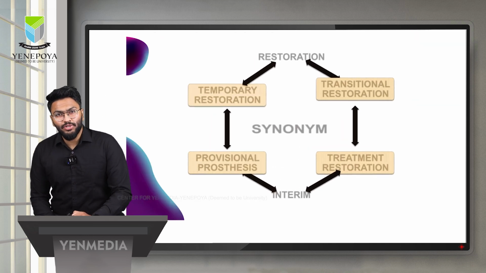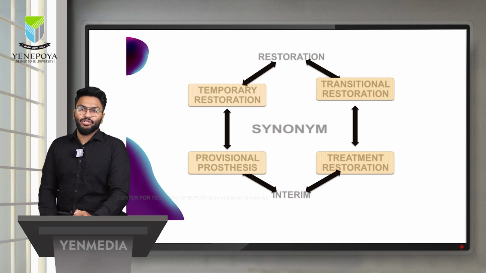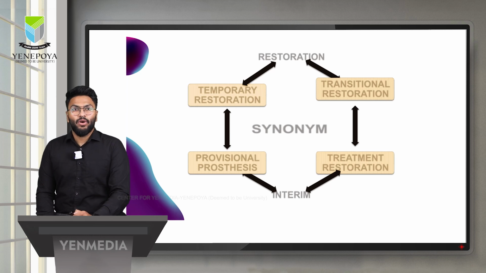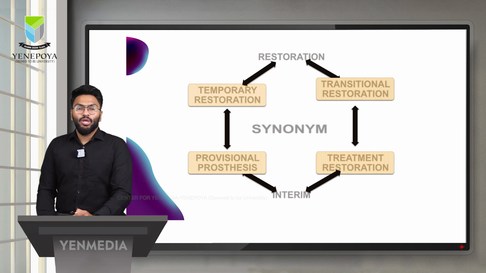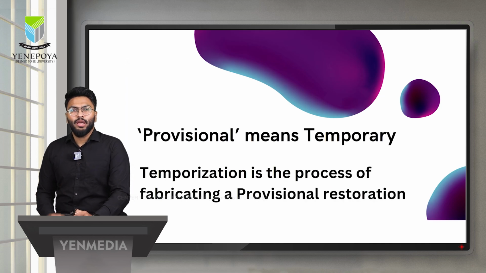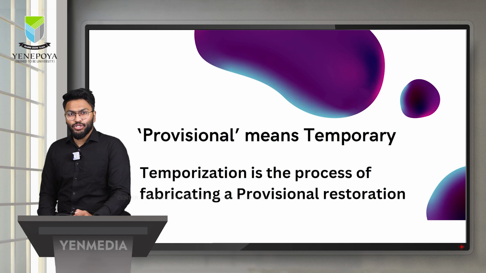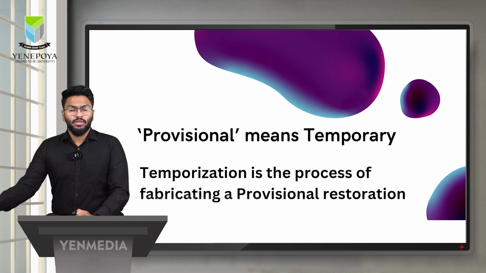To start with, provisional restorations are also called temporary restorations. They're also called transition restorations, treatment restorations, or interim restorations. So these are the different synonyms that we use for the term provisional restoration. Provisional means what? Provisional means temporary. So basically the restoration which we are going to give, the provisional restoration, is only for a temporary basis. Temporization is the process of fabricating a provisional restoration. So today we will be dealing with the temporization process.